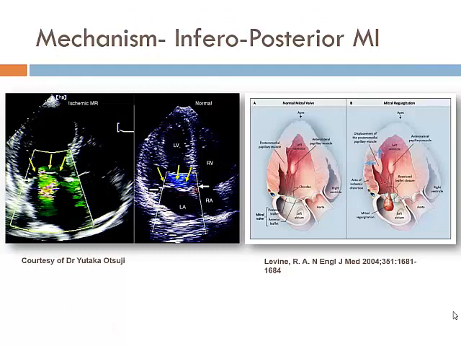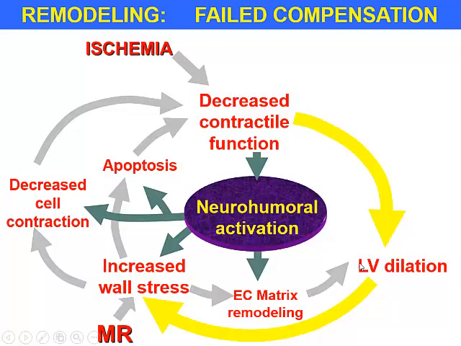Just to remind ourselves, we all remember the mechanism described by Robert Levine's group of the apical tethering of the leaflets causing MR. This apical tethering is due to the pull of the mitral valve by the remodeling ventricle, either a regional remodeling or a global remodeling, as in functional MR. This actually exacerbates the cascade that's already in action in these patients that causes myocardial remodeling.